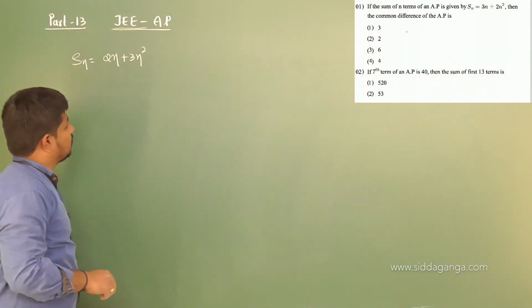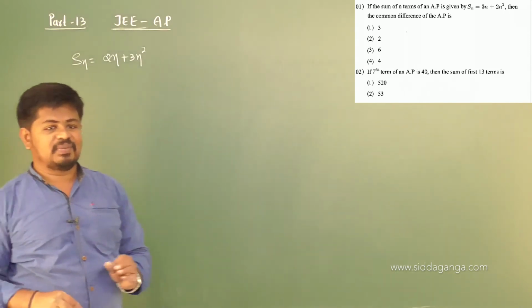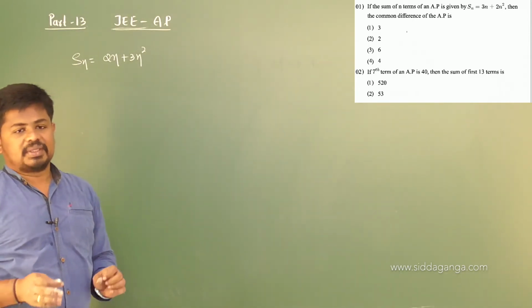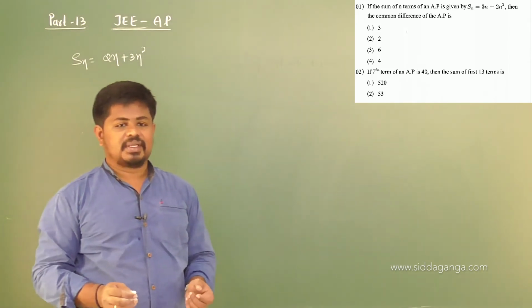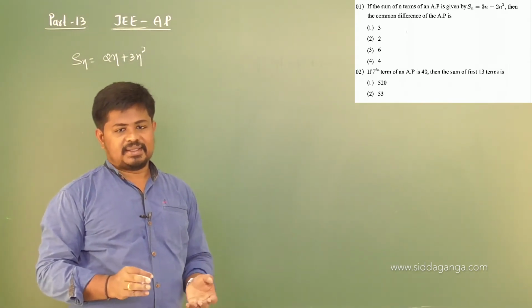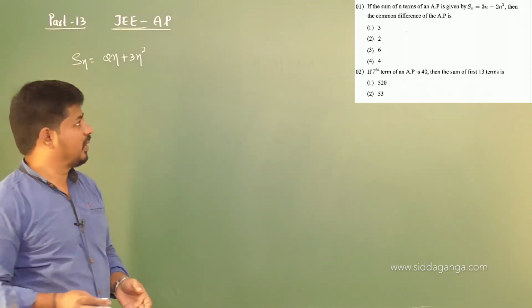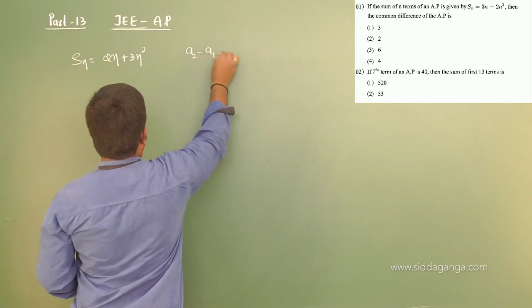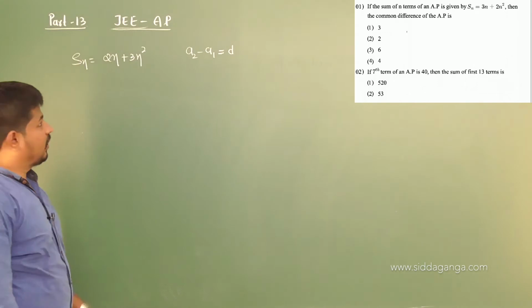It's very simple, students. Here we have the sum of n terms. We know that S1 is the sum of the first term, S2 the sum of the first two terms, S3 the sum of the first three terms and so on, and Sn the sum of the first n terms. So we need to find d. The common difference is the difference of successive terms. If I have a1, a2, then a2 minus a1 gives the common difference. So let me find a1 and a2 by using this concept.